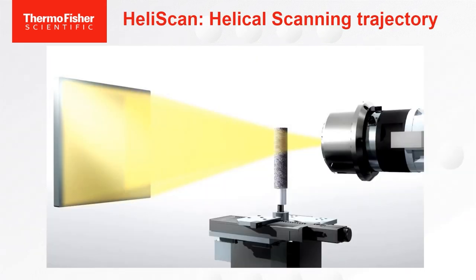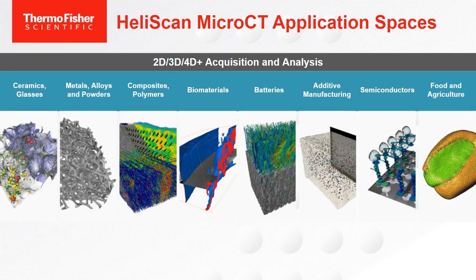Great. Now, some of the magic that lives inside the HeliScan is displayed here during an acquisition of a sample. Normally with MicroCT, the sample rotates to acquire your projections. In this case, it rotates and moves up and down at the same time, and that gives you the helical trajectory. That allows very large volumes to be acquired without having to stitch multiple scans together.